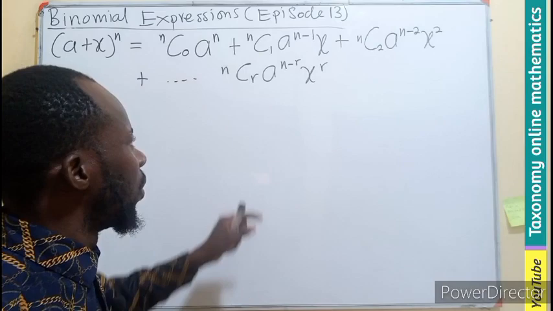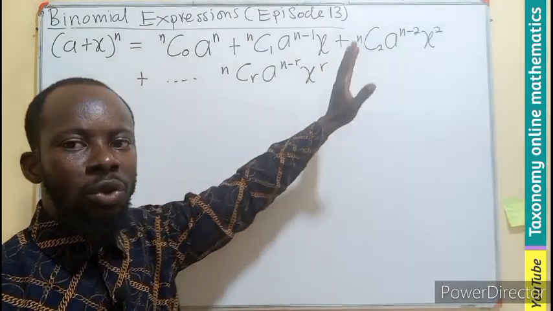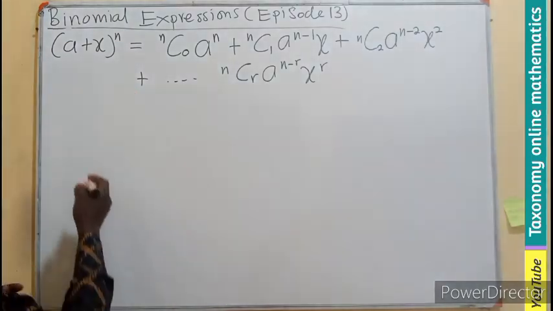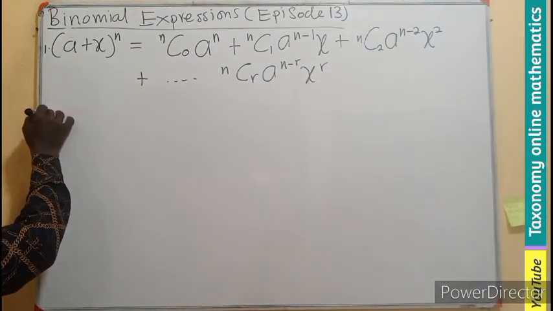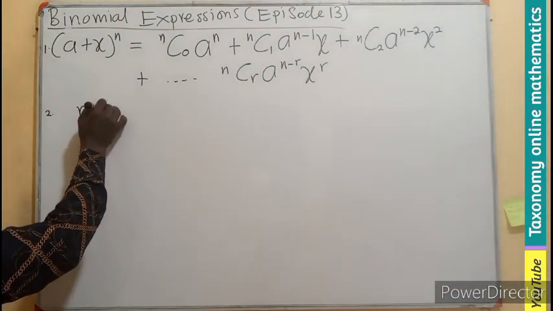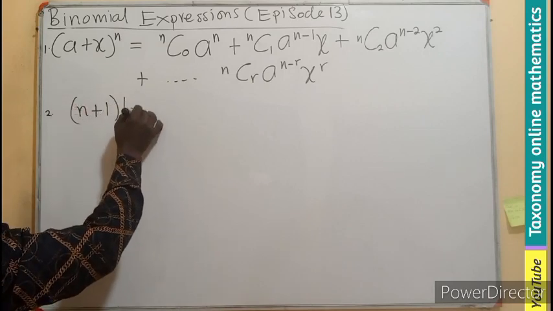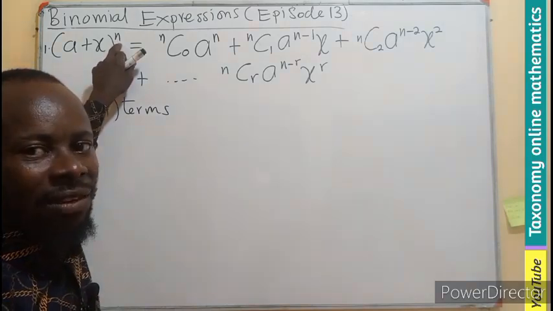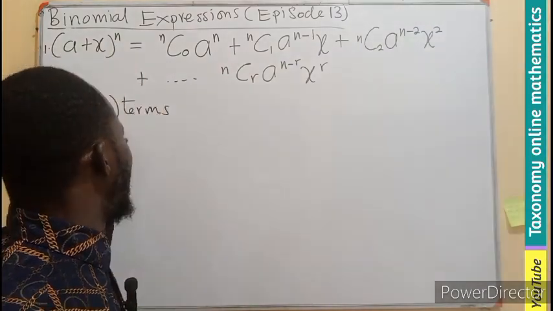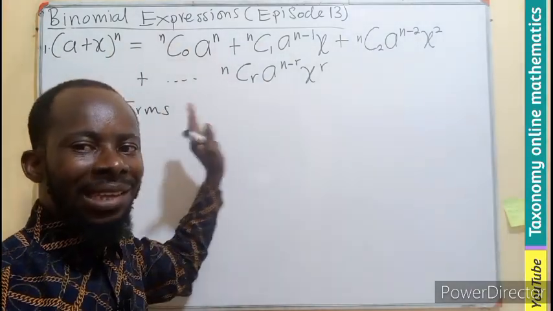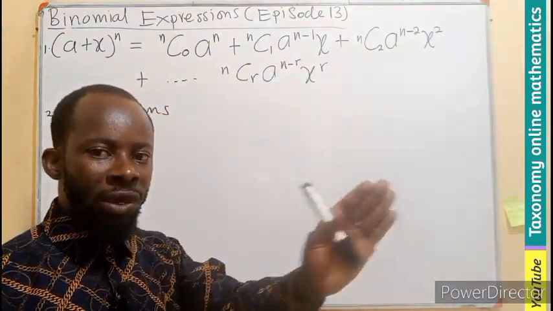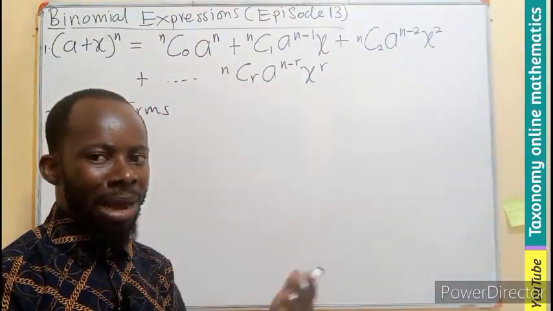In this case, the number of terms we are going to generate in this expansion is always n plus 1. Meaning if n is, let's say, 12, I'll be having 12 plus 1, making 13 different terms. They are different terms, 1, 2, 3 terms, different by plus or minus.